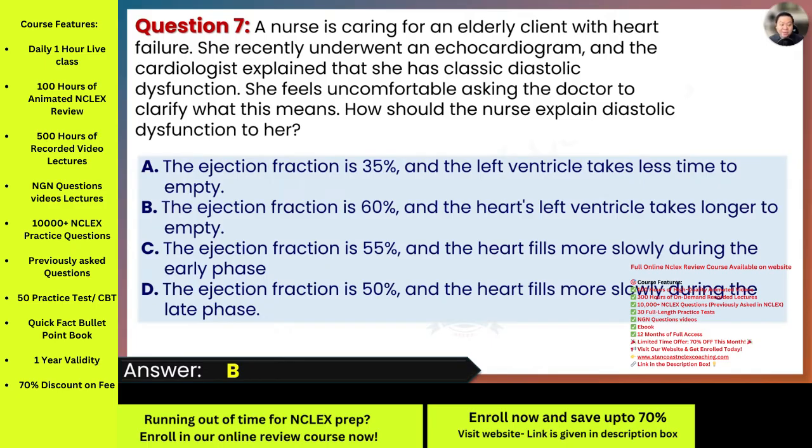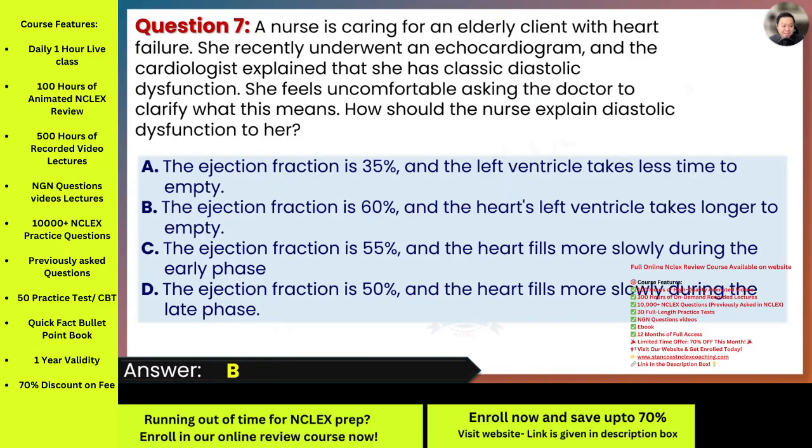Now, why is letter A incorrect? Well, it's because it talks about an ejection fraction of 35%, which indicates systolic dysfunction when the heart cannot pump blood effectively. Now, systolic dysfunction would be characterized by a decreased ejection fraction. So this doesn't match the diastolic dysfunction scenario.